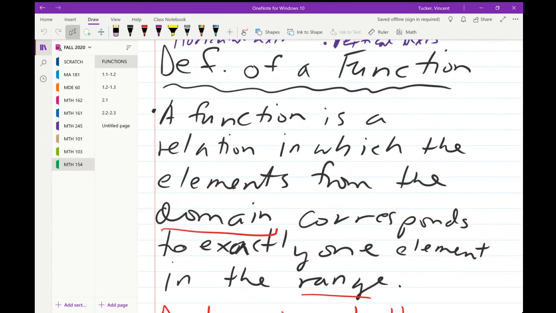So, the definition of a function. A function is a relation in which the elements from the domain correspond to exactly one element in the range.